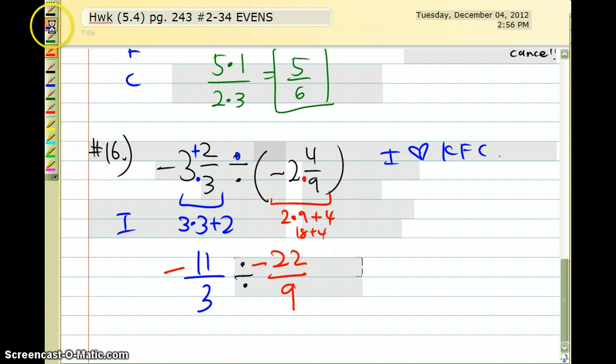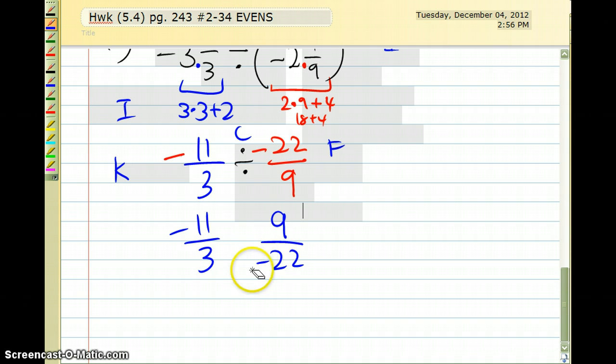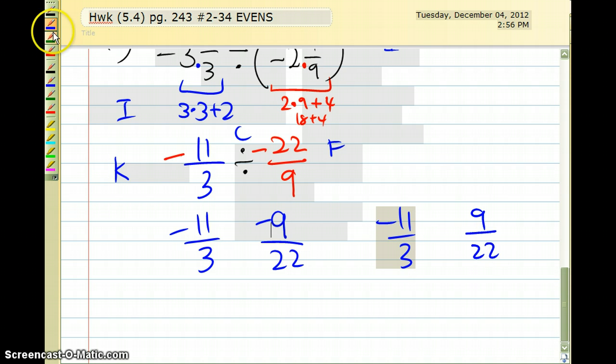Okay. Now because I'm dividing, I'm going to do K, F, and then C. So K is to keep negative 11 over 3. F is I'm going to flip 9 and negative 22. Now the negative I could keep with the 9, it doesn't really matter, or you can bring it with the 22. I'm going to show you 2 different ways where the negative stays in different spots. It's not going to matter.